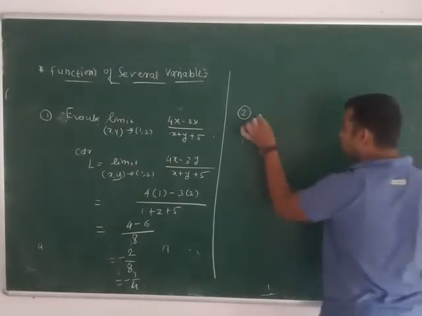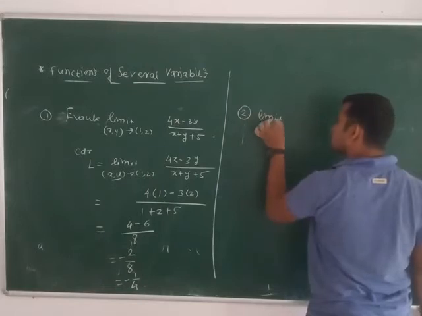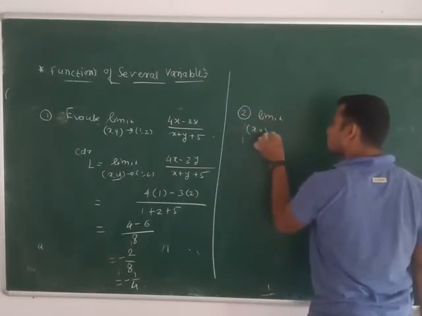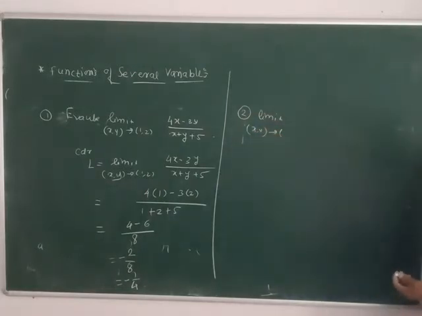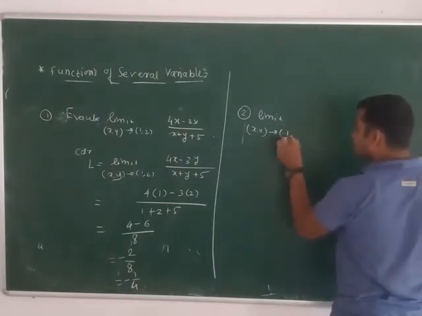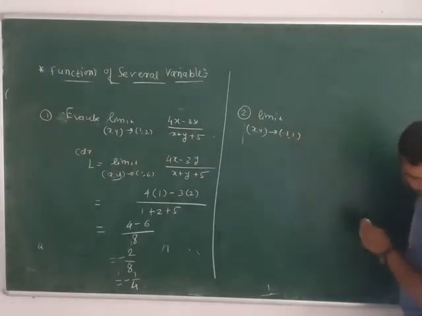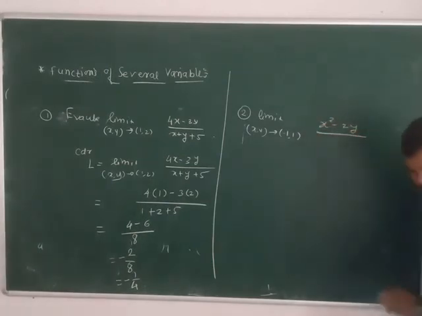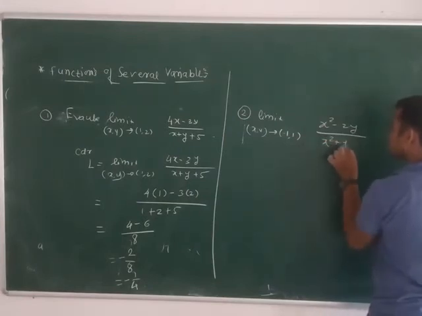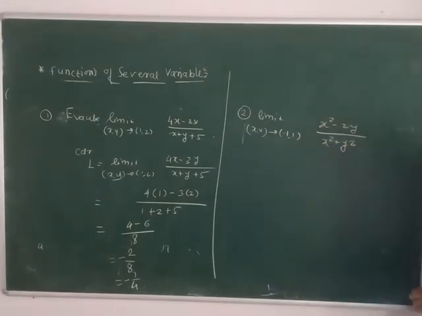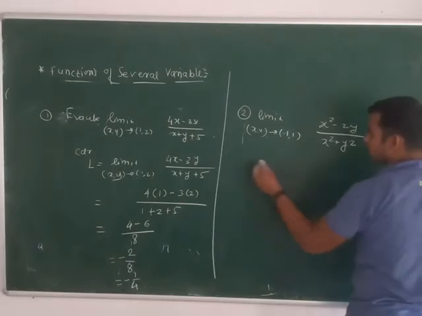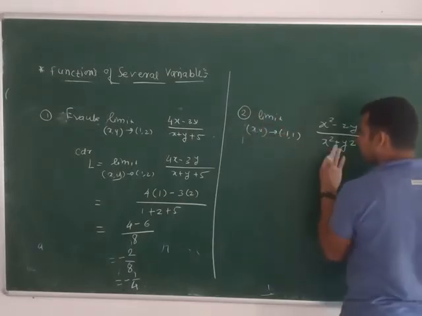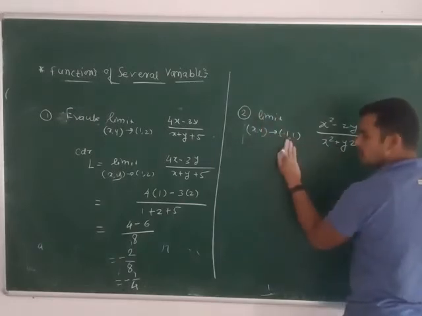Limit as (x, y) tends to (minus 1, 1) of (x square minus 2y) divided by (x square plus y square). We have to evaluate the limit of this function at this point (minus 1, 1).